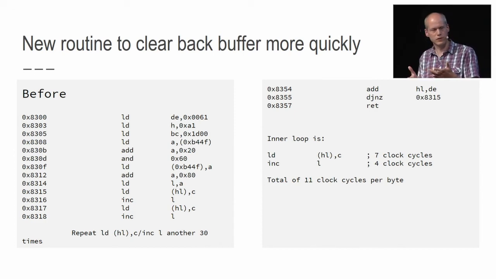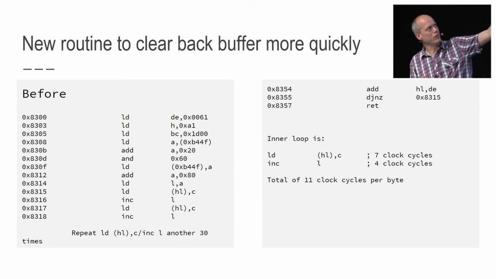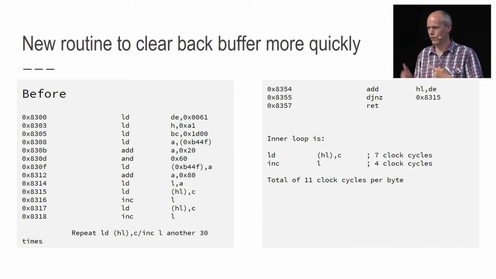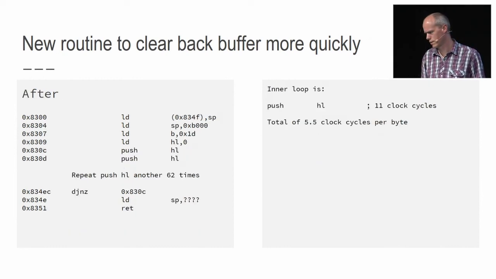So when you're optimizing, the important thing is to worry about your inner loops. And the inner loop for this was, as I say, it's just copying a byte of memory and then increasing the pointer, and that was taking 11 clock cycles per byte. The new routine that I wrote to replace it takes 11 clock cycles for 2 bytes, so it's twice as quick. And the way we do this is using the stack.